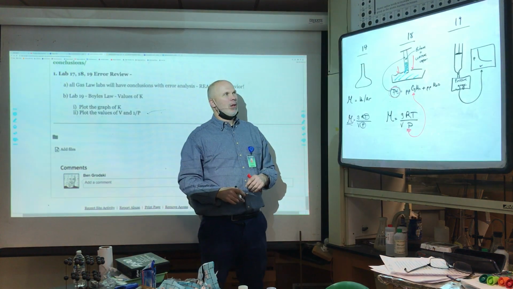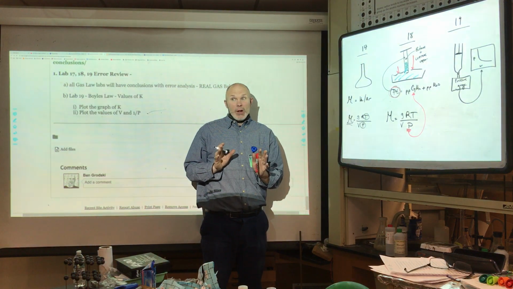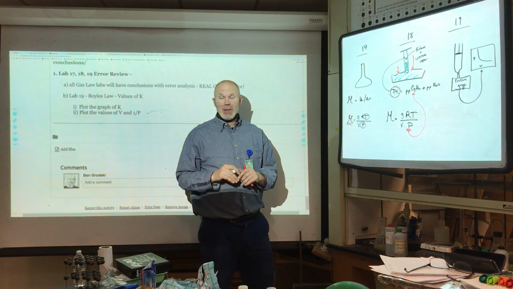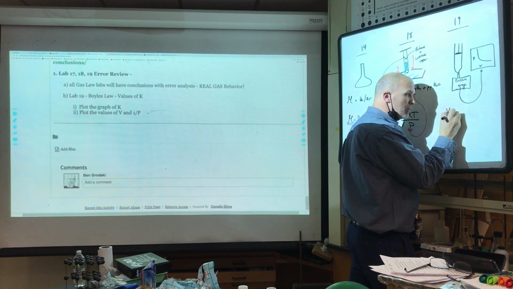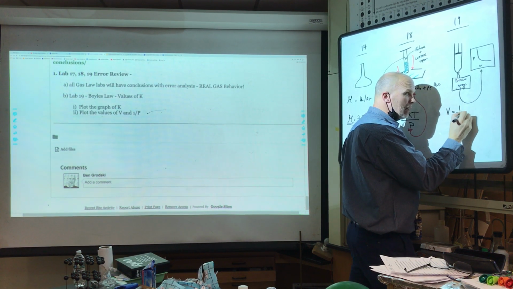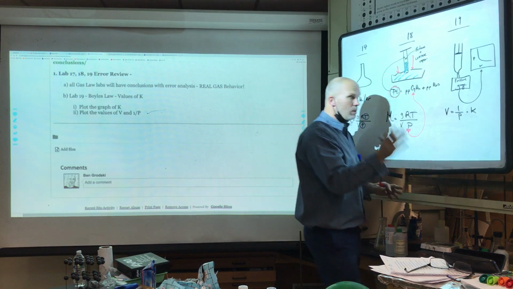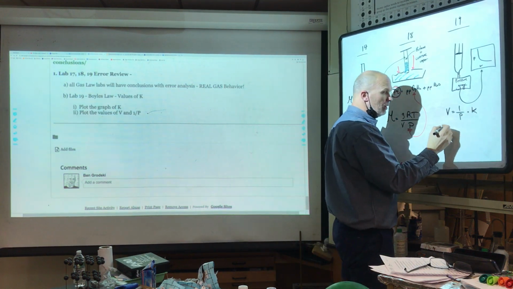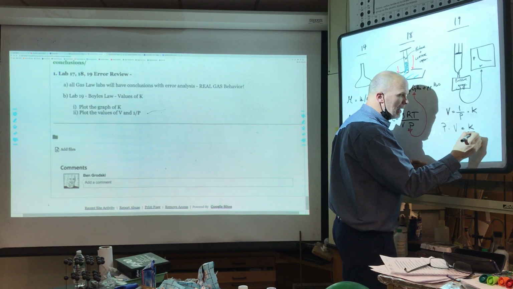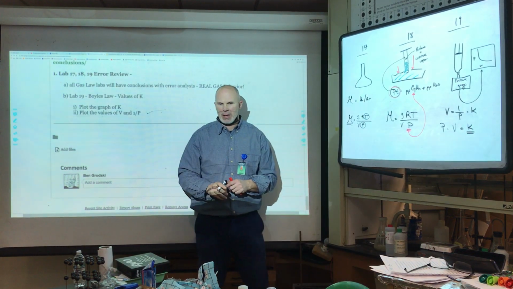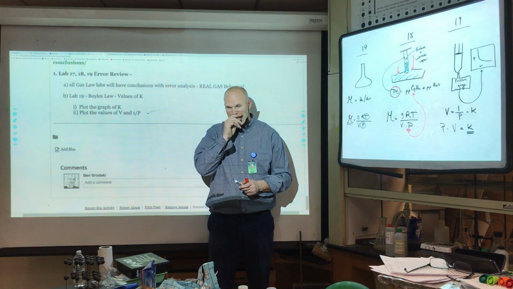Okay, now, the real star of that lab is the relationship was that volume is equal to 1 over P times a constant. And then when you solve for pressure, you get pressure times volume equals K. And what I was asking you to do, and I found out yesterday that people couldn't read off their graphs, okay?